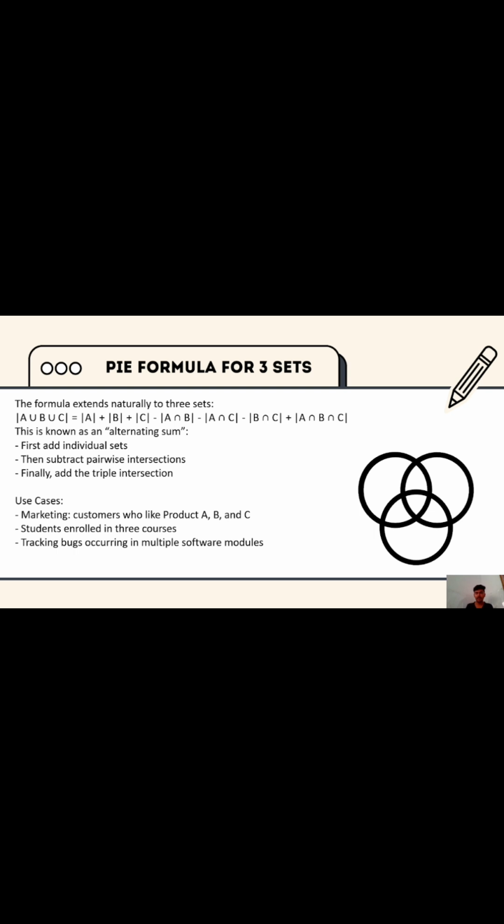Similarly, for three sets, the formula extends naturally: |A union B union C| equals |A| plus |B| plus |C| minus |A intersection B| minus |A intersection C| minus |B intersection C| plus |A intersection B intersection C|, which is known as an alternating sum. First, add the individual sets, then subtract pairwise intersections, finally add the triple intersection. We use these in marketing, for example customers who like three products A, B and C, students enrolled in three courses, and tracking bugs occurring in multiple software modules.